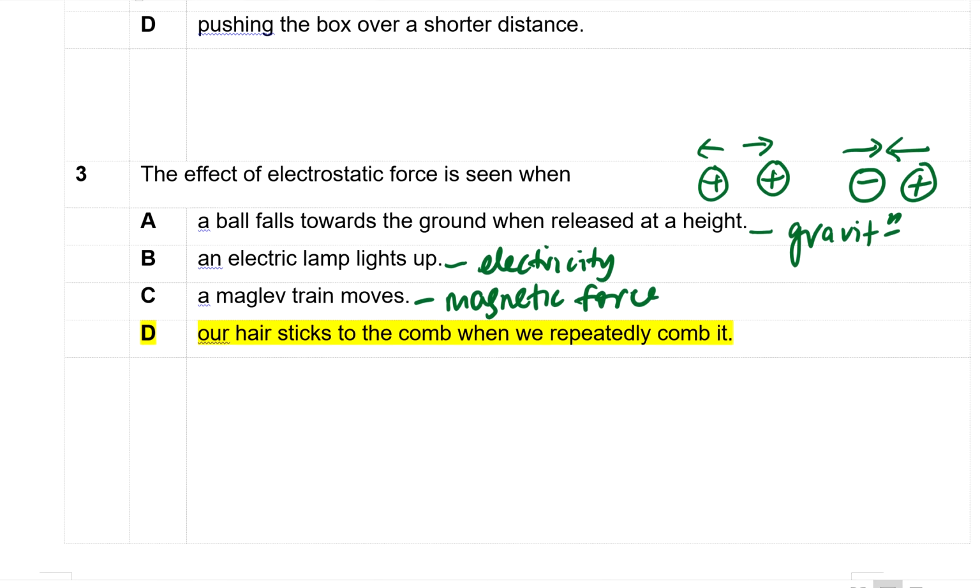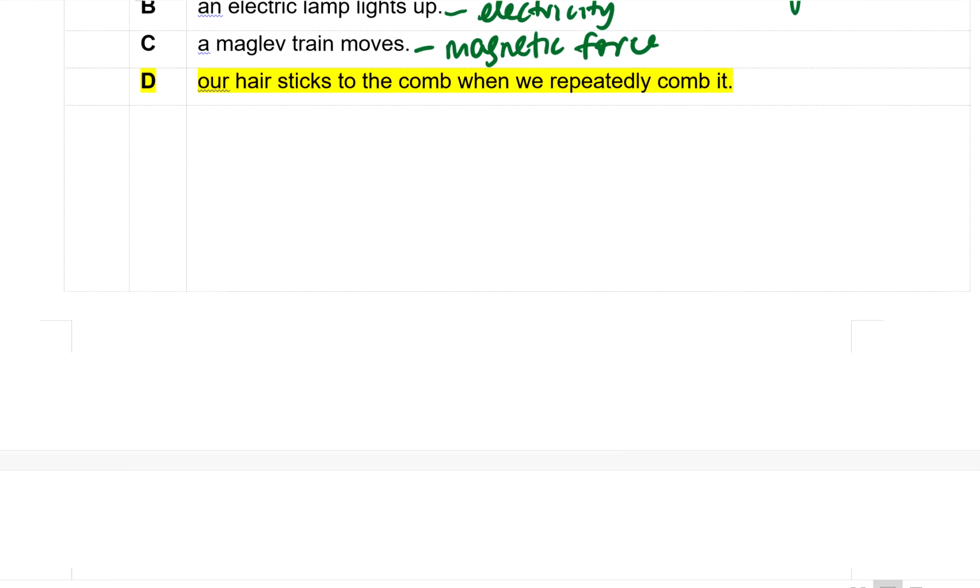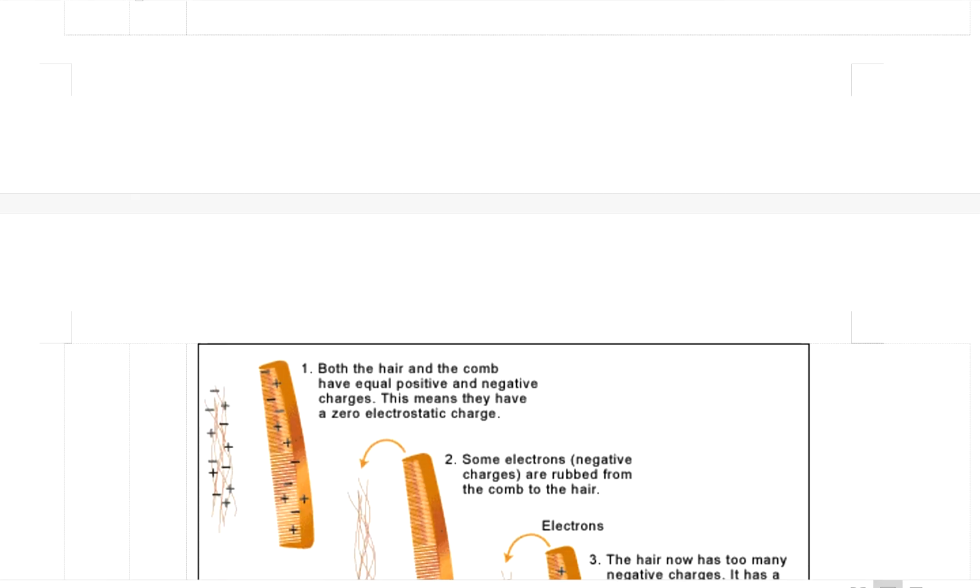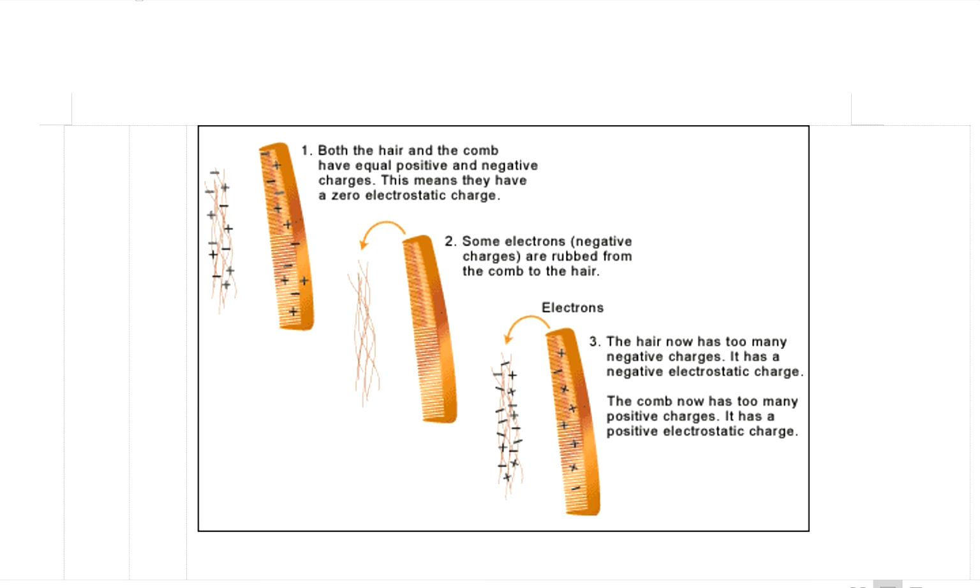Maybe I'd like to show you a picture to show you what happens when you comb your hair. So this is what happens before you comb your hair, there are already charges present in your comb, positive, negative charges. And your hair, positive, negative charges, they're all there. But because the number of positive and negative charges in your hair and comb are the same, then there's no attraction or repulsion.